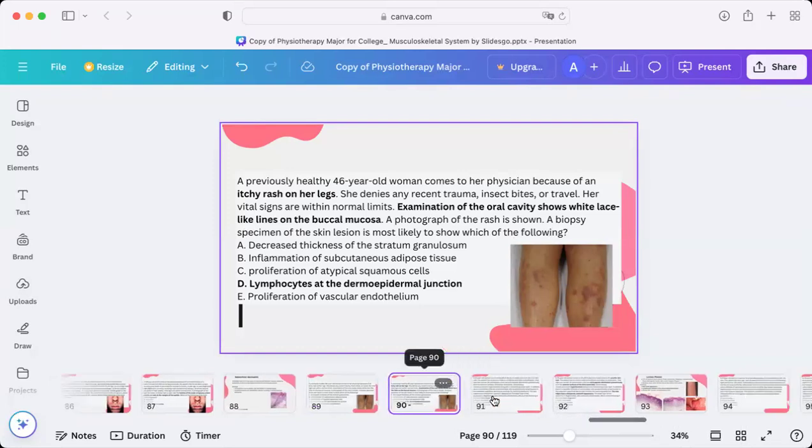Is it obvious that it's LP? What do we call the oral lesion that she has? It has a name. I remember Dr. Abrar stressed on it a lot. What's the name of the oral lesion on her buccal mucosa? Because she has oral findings and she has an itchy purple rash on her legs. So the diagnosis is lichen planus.